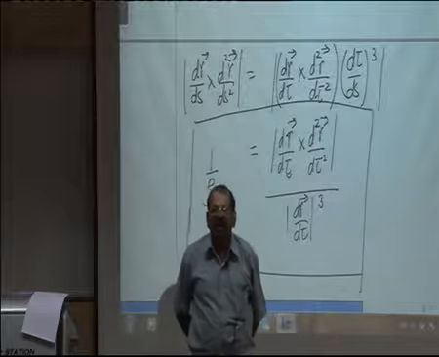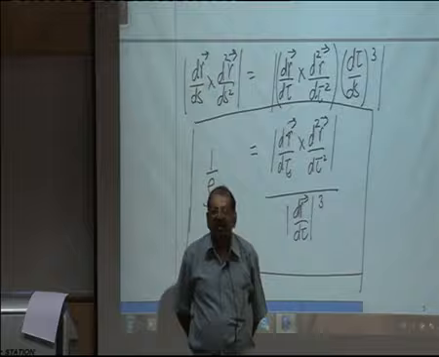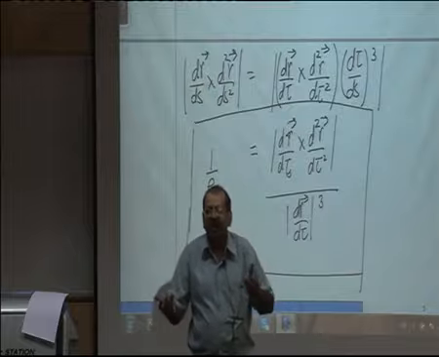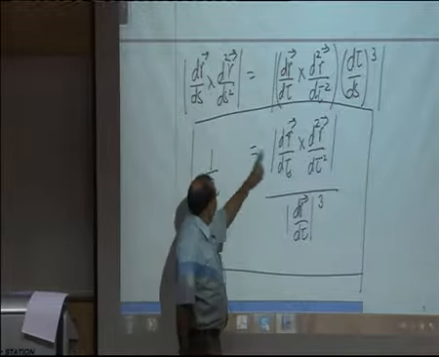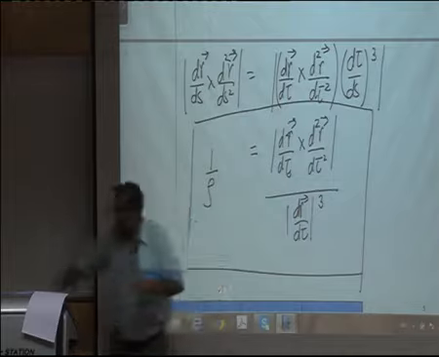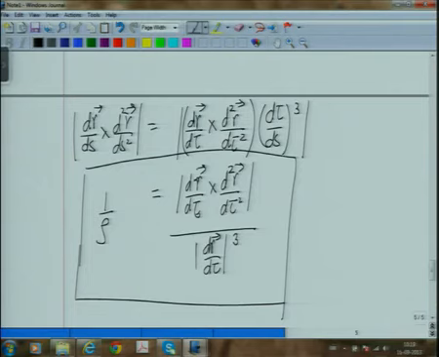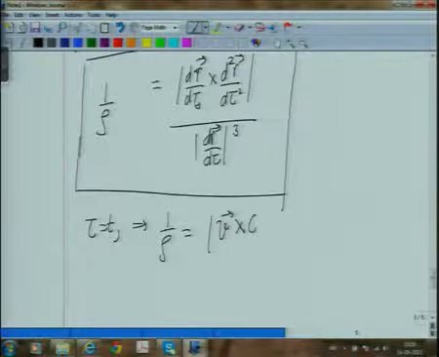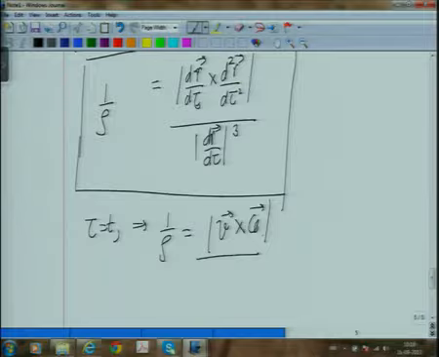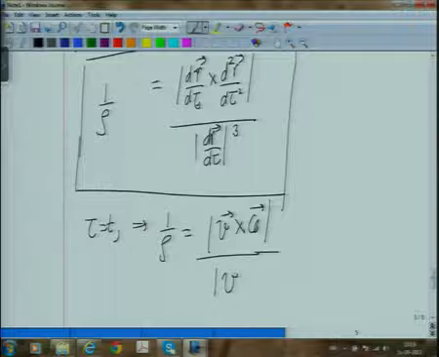What is dr by dt? Velocity. What is d2r by dt square? Acceleration. So if tau is equal to t, what we get is 1 over rho becomes, so from here now we can derive different formulas for radius of curvature. So if tau is equal to t, then this implies 1 over rho will be equal to magnitude of v cross a divided by magnitude of v cube.